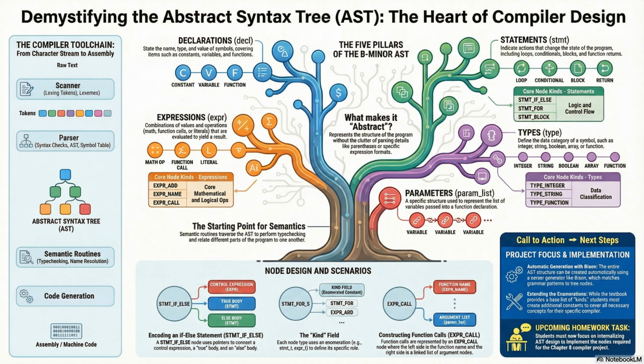Imagine trying to verify that a variable is the correct type by scanning back and forth through a massive, flat text file. Oh, that sounds awful. You'd have to constantly search for where the variable was declared, check its scope, find the operator, and cross-reference everything. It would be incredibly slow and complex. But with the AST, you don't have to search text at all. You just walk the tree.